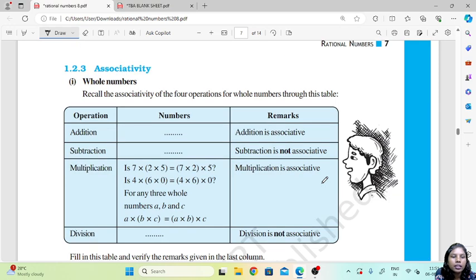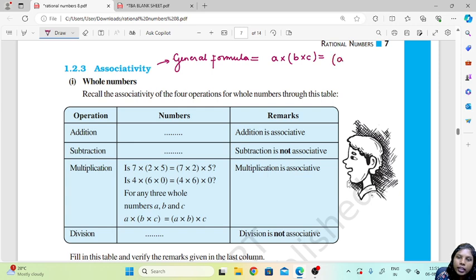Now let's look at the associative property. So associative property, the general formula is like this. The general formula is A plus (B plus C) will be equal to (A plus B) plus C. Just the brackets for the given numbers are changing.